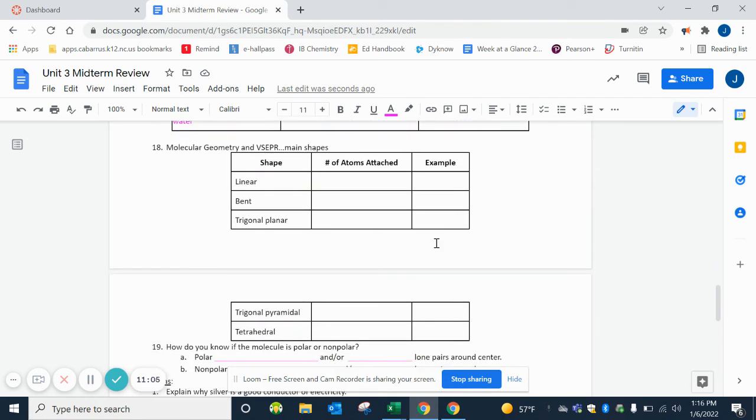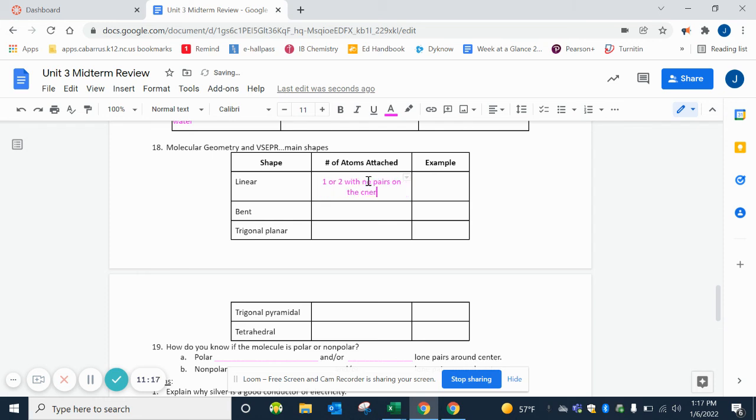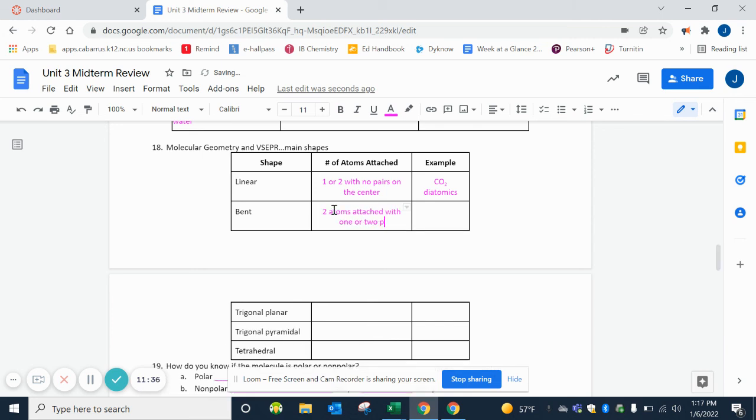All right, molecular geometry. If we have a molecule that has one or two atoms attached with no lone pairs on the center, it would be linear. An example of that is CO2 or any of your diatomics. Bent, you have two things attached to the center with one or two lone pairs. An example would be water.